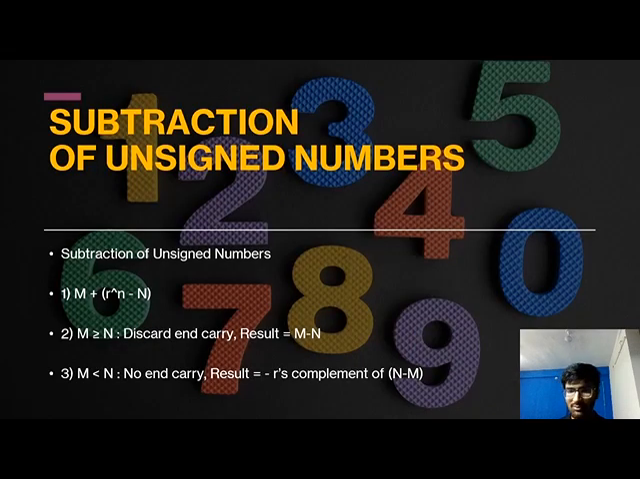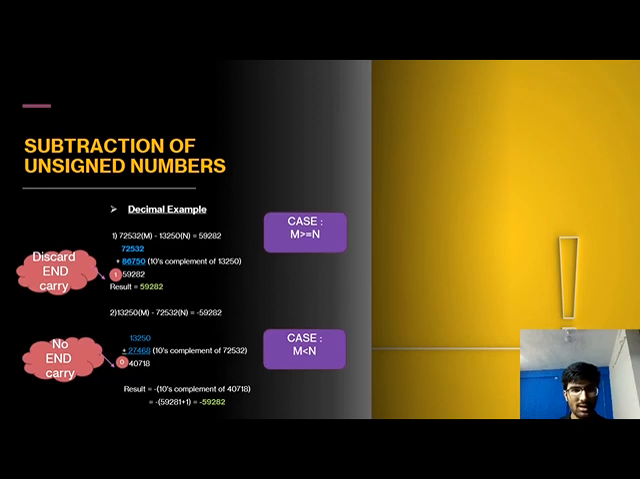Now subtraction of unsigned numbers. The computer also does not know that 2 minus 3 is minus 1 and 5 minus 3 is 2. So what is subtraction of unsigned numbers? We take the subtraction of two numbers, m and n, and there are two cases. If we do m minus n, and m is greater than or equal to n, then what do we do?